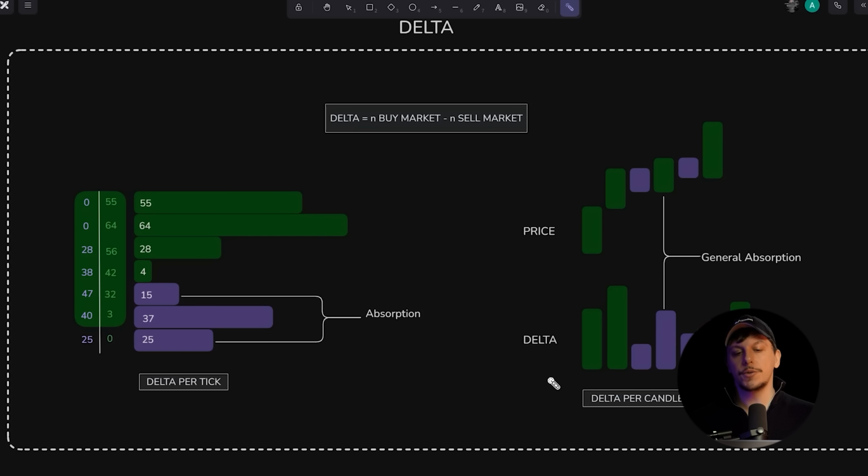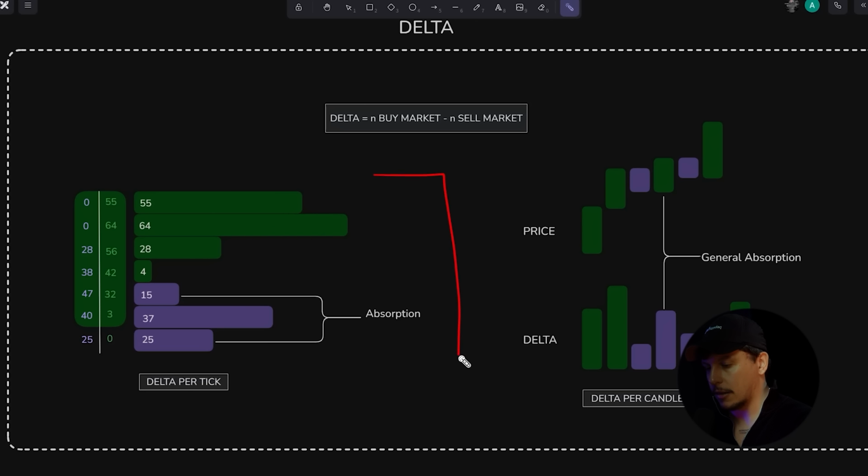Now let's introduce a new concept that is called delta. Delta is the difference between aggressive market participants on the buy side and aggressive market participants on the sell side. So it's the difference on the horizontal level between aggressive sell and aggressive buy market participants. And we can have two different representations of this information. We can have a horizontal visualization, and we can have a vertical reference for the delta.